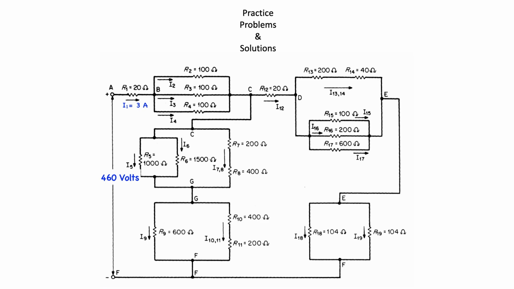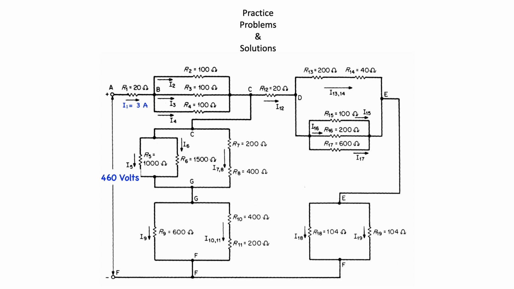In the last video, we were able to determine the current flow through the total load from the power supply. So this is where we now start. One known current, I1, which is equal to 3 amps, and the known power supply voltage, which is 460 volts.